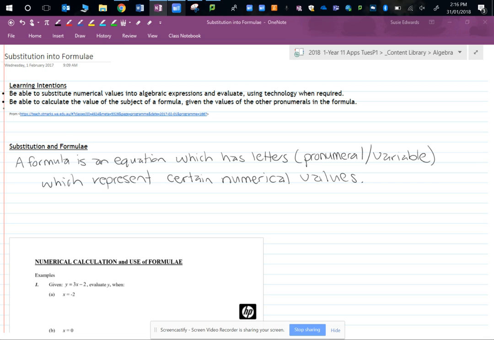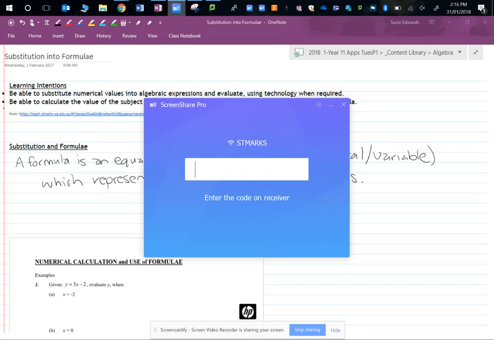All right, so a formula is an equation which has letters, pronumerals or variables, which represent certain numerical values.